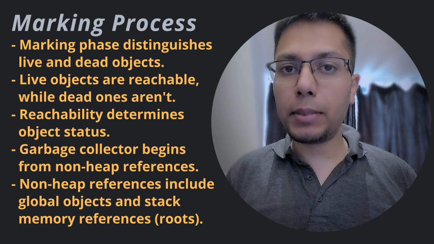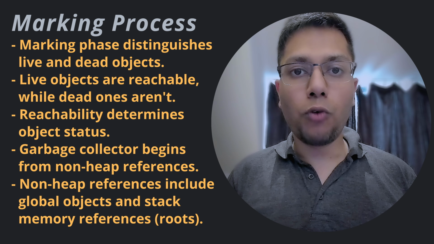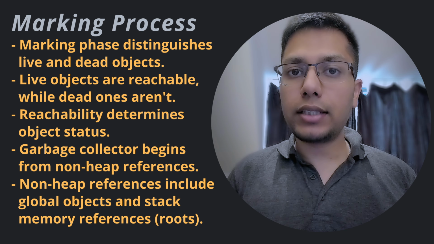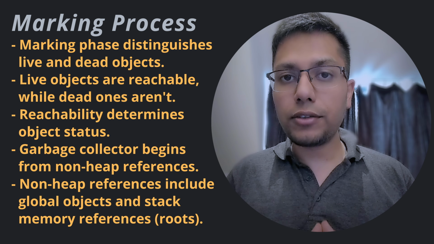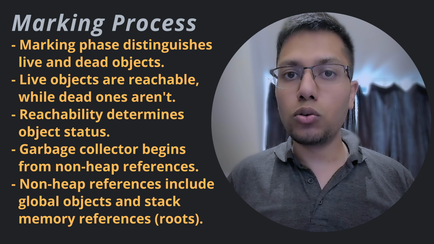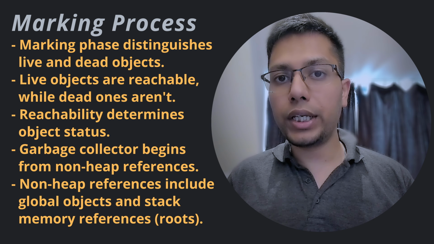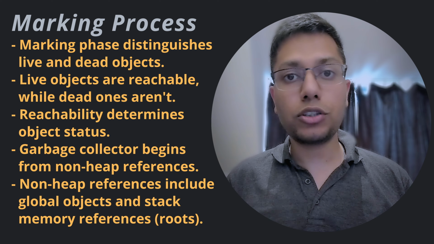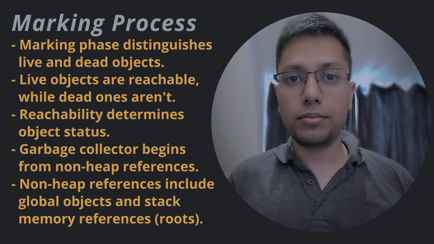But where does the garbage collector start? It has to start from any non-heap references. What do I mean by that? Any references that are found outside of the heap are considered to be our starting point. These references to the nodes or objects are known as roots, and this includes the global object, which is window in case of browser and global in case of Node.js, along with references that are found in stack memory.